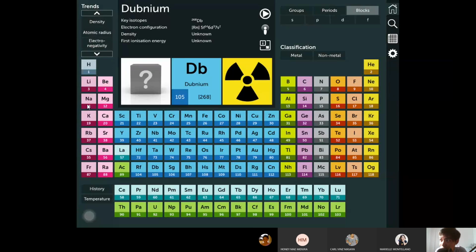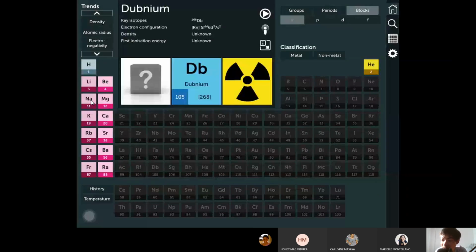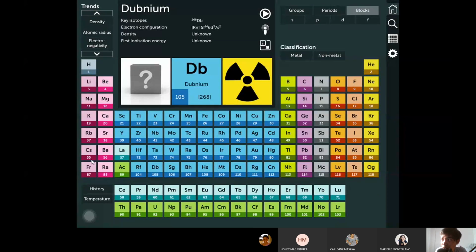Tignan natin. Ito si sodium. Pang ilang row siya? 1, 2, 3. Ikatlong row. Nasang block siya? Nasa S block, di ba? Eh nasa anong column siya? First column. So ano pwede natin makuha ang idea doon sa electron configuration? It can tell us where the atom is in our periodic table.